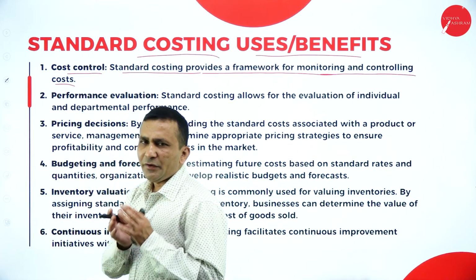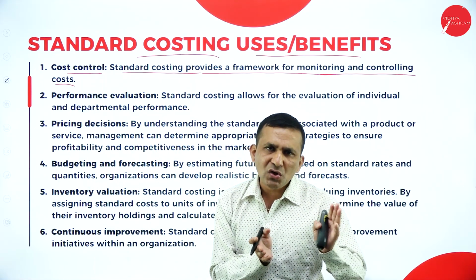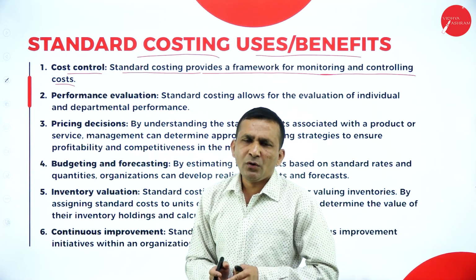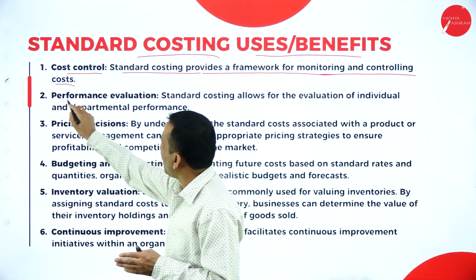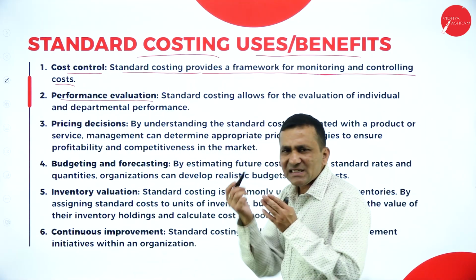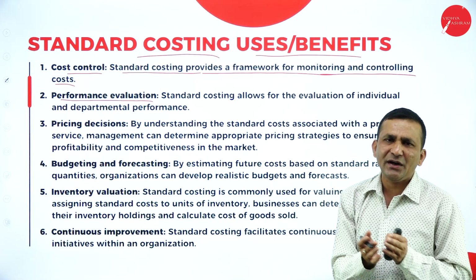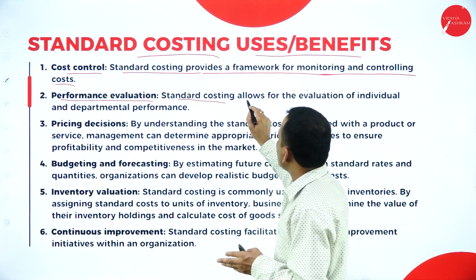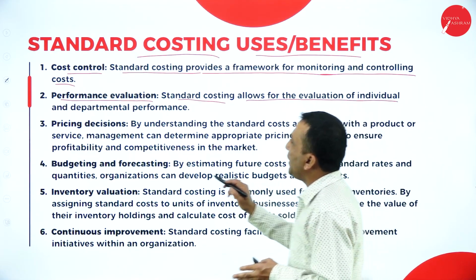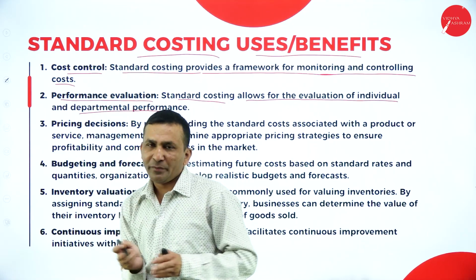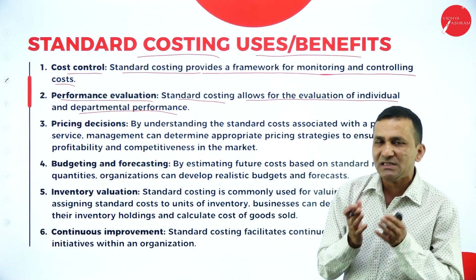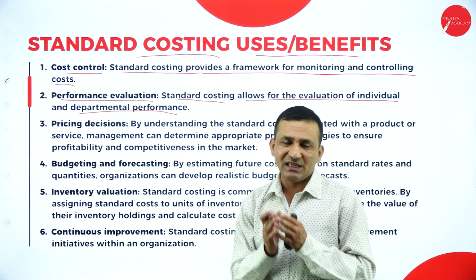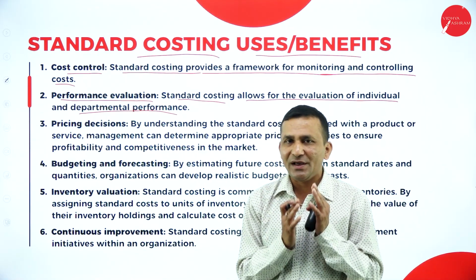Even when you are talking about historical cost, it only focuses on the cost of production, but with standard costing we go for performance evaluation. By setting a standard, we can easily find out the performance. Standard costing allows the evaluation of individual or department performance. Each and every one is responsible for completing the specified objective you set. So that's why the standard is very important.